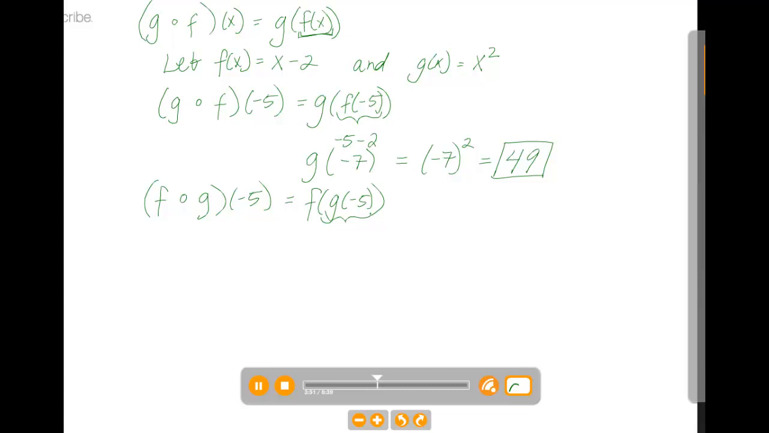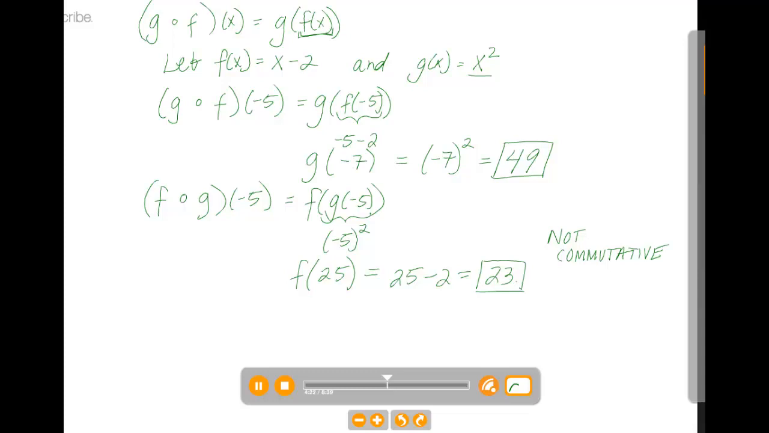The rule for g says take your input and square it. So let's do that. Negative 5 squared, well that's positive 25. So we now have to evaluate f of 25. Our rule for f says take your input and subtract 2. 25 minus 2 gives us 23. So we can see these are not the same, 49 and 23. That just means that composition is not commutative.